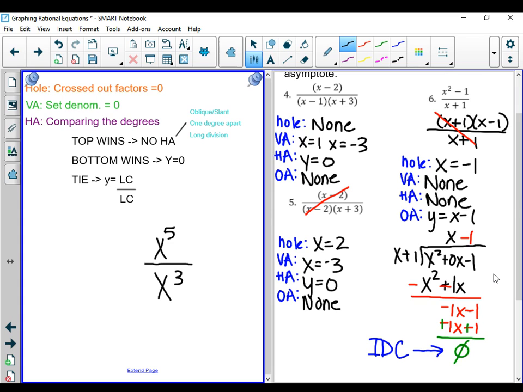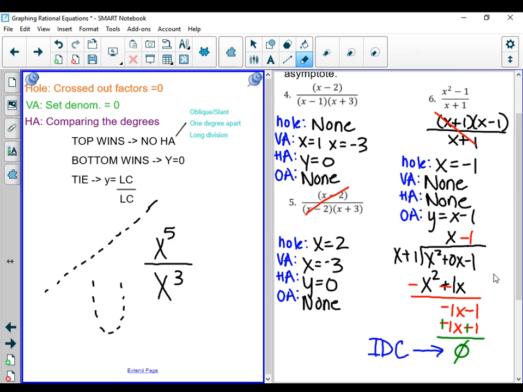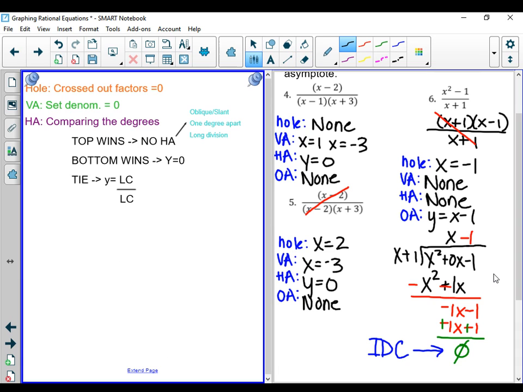But since that's 2 apart, notice how it's called an oblique or a slant asymptote, which means that's a line, which means it needs to be x. Can't be x squared. You don't have a slant asymptote that looks like that. You're like, well, I don't know, I've never seen these graphs before. But you don't. That's why it has to be 1 degree apart, because when we do long division, we need it to be able to give us an equation of a line, because we want to be able to graph an equation of a line.